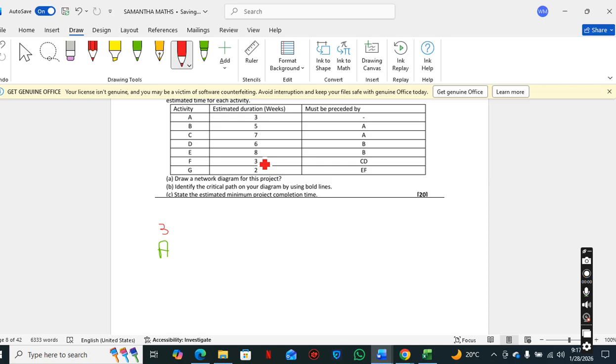Next we have activity B, which is preceded by activity A. So we know that activity B comes after activity A. So you connect them like this. How many weeks will activity B take? We're going to put here 5 weeks.